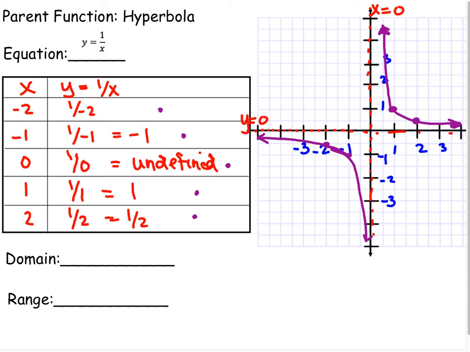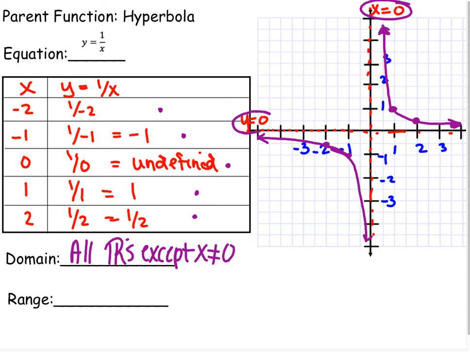The domain is the type of numbers you can plug in for x, your x values. The domain is going to be this restriction right here. So you can say all real numbers except x cannot be 0. That's where your asymptote will be. The range of values is everything except for that horizontal asymptote. So we say all real numbers except y cannot be 0.